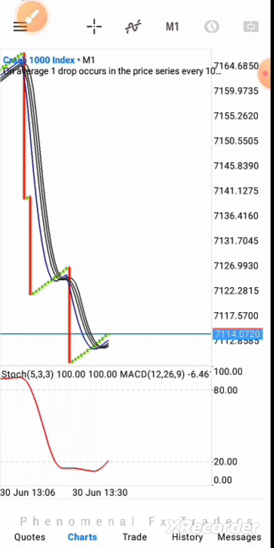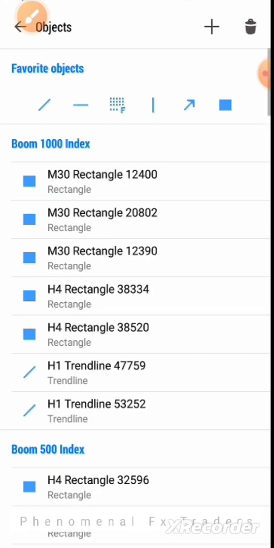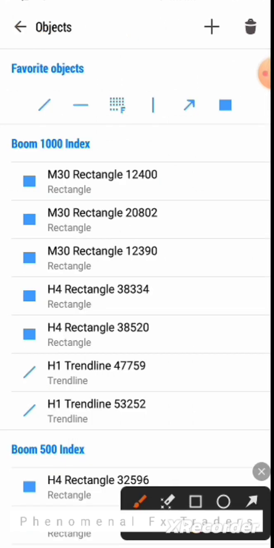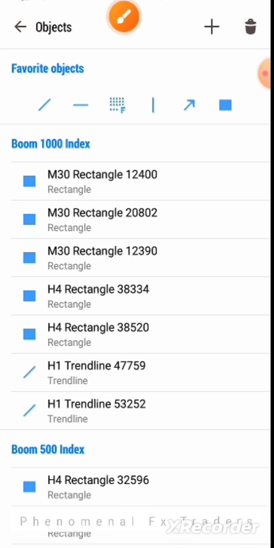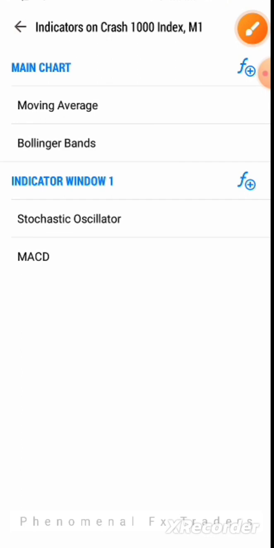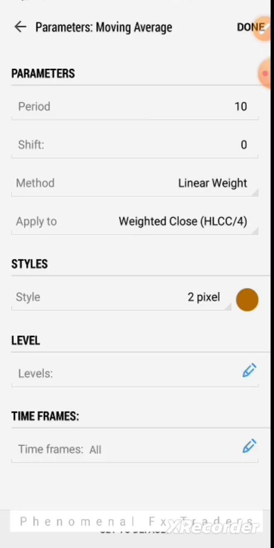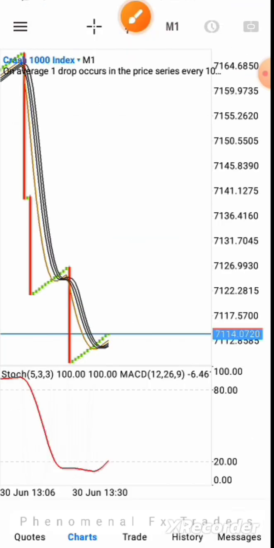All right, so how does this work? Meanwhile, let me just change the color of this moving average on the main chart. One moment, please. Where is it? Moving average. Let me look for a color that is, okay, I think this is better.